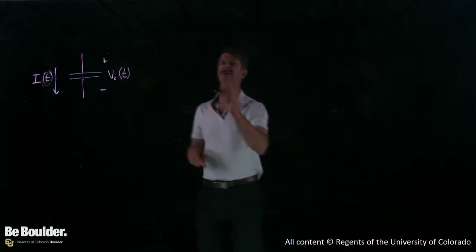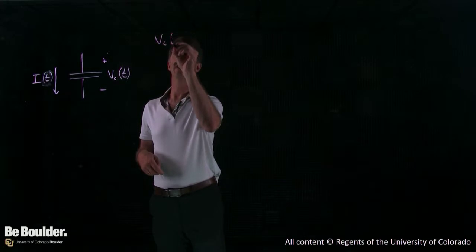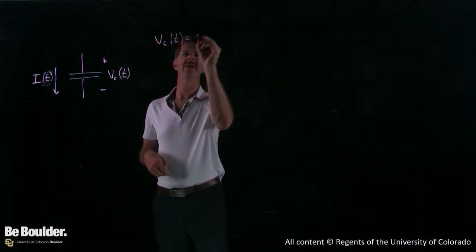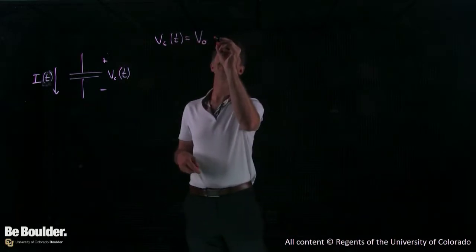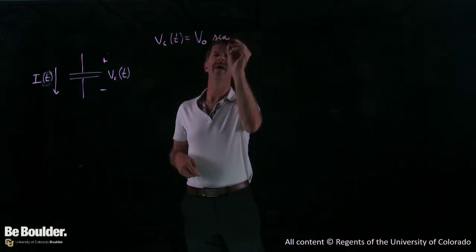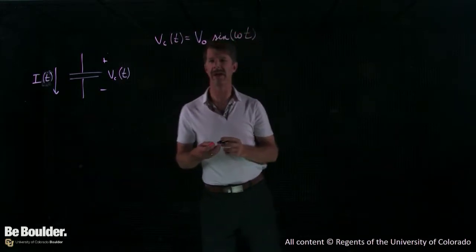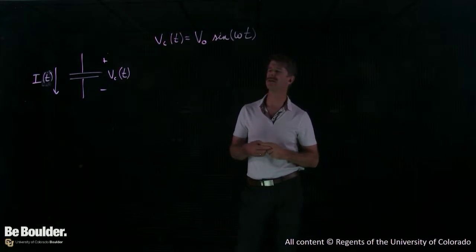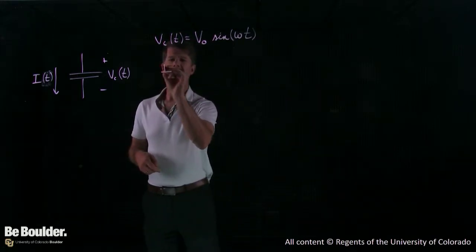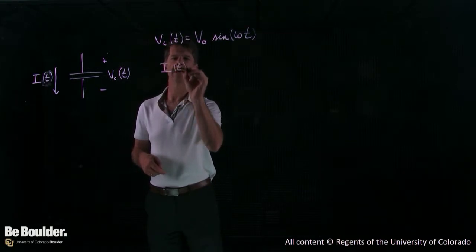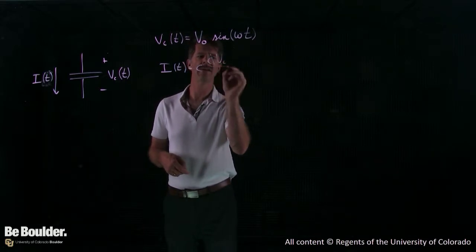So now let's imagine that we put the voltage on the capacitor with a function generator. Maybe that function generator will have a voltage amplitude of V0, and it'll be a sine wave with a radian frequency of omega. So that seems like a pretty good function. It's a favorite. Let's figure out what the current is. I of t equals C dV dt.